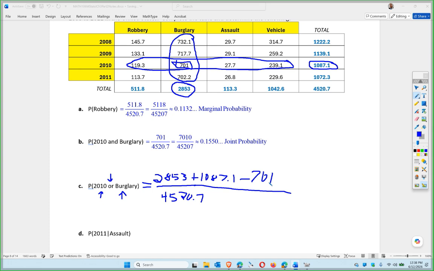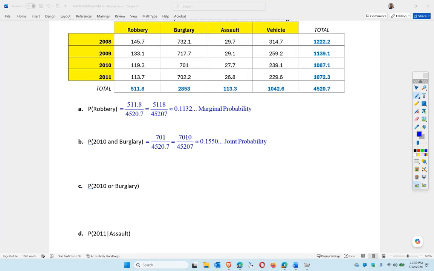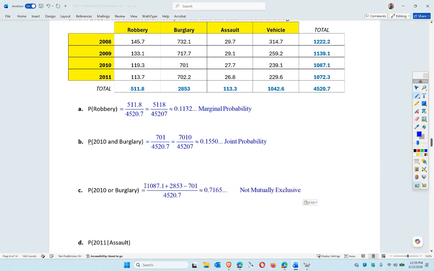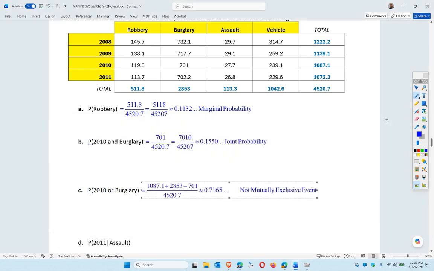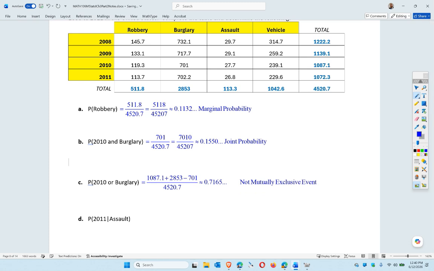So basically, since there is an overlap, those are not mutually exclusive events, right? So subtract the overlap. Okay, you're going to get approximately that, essentially. So not mutually exclusive events. What we're saying is you could be both, right? It could be the year and that particular thing, because obviously those particular crimes happen in each of those years, right? They could be both, so that is not mutually exclusive.